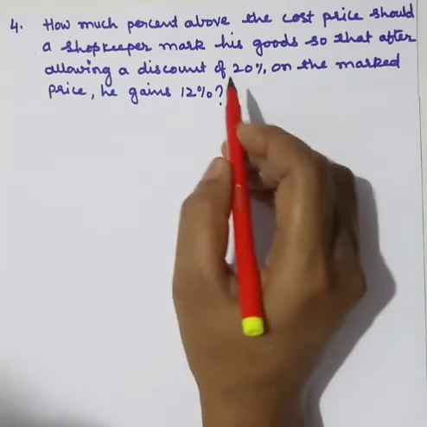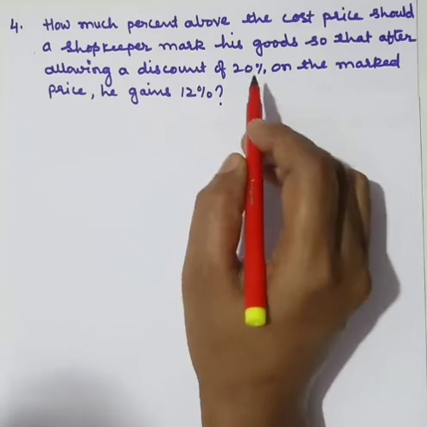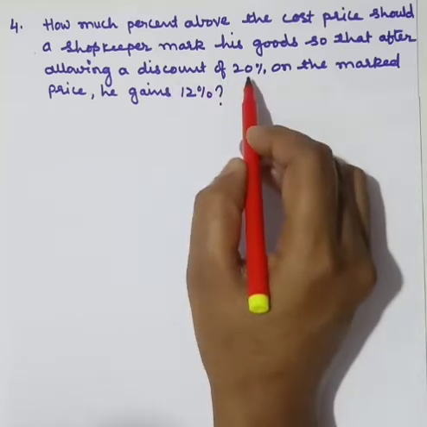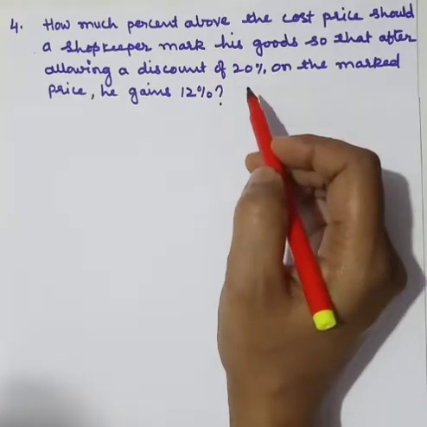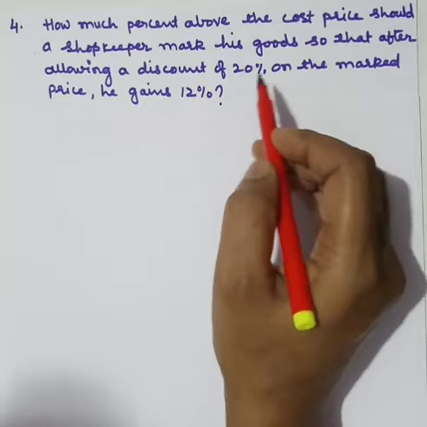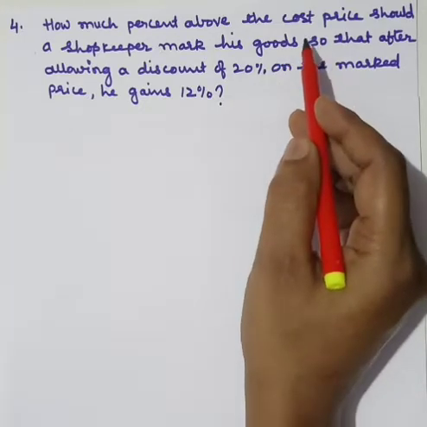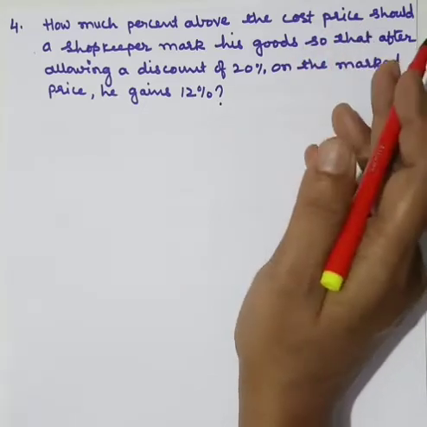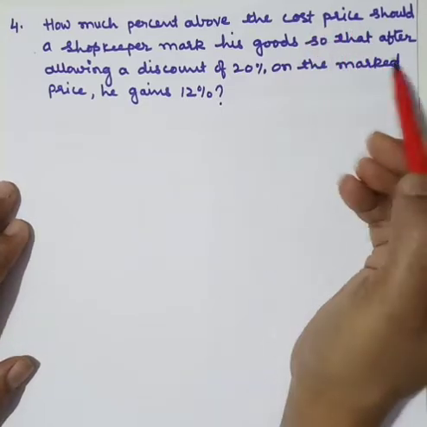Now, you have to understand here what the question actually needs. See here, the shopkeeper is giving a discount of 20%, still he gains 12%. Now you have to find out what the mark price is and how much above the cost price he has marked his goods. You don't know the cost price, you don't know the mark price. So in such cases, let us start with cost price.